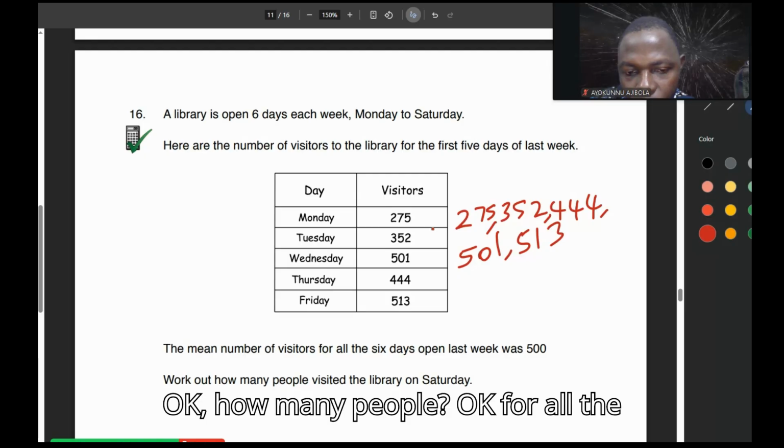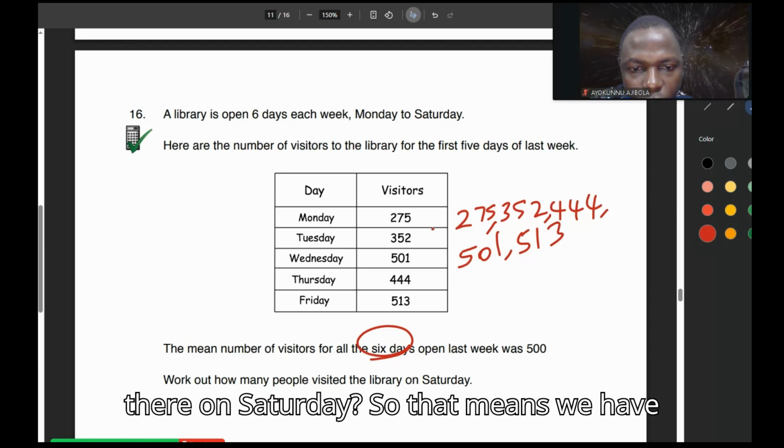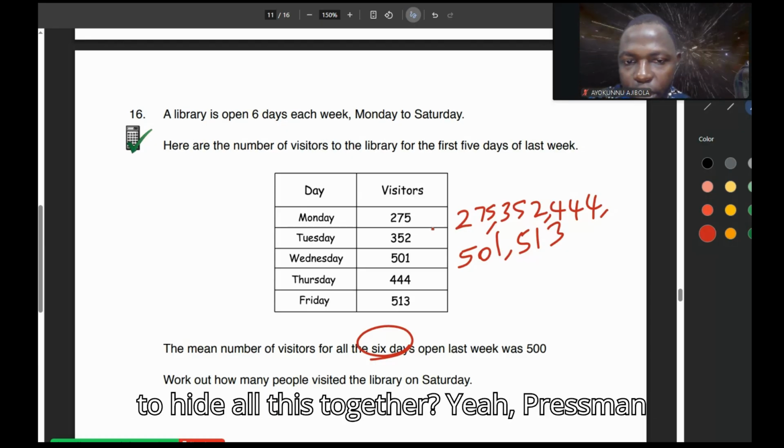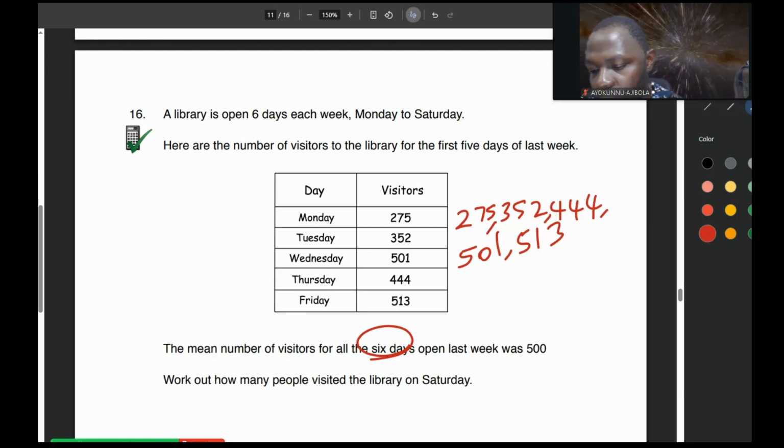Work out how many people. For all the 6 days, 500. So how many people were there on Saturday? So that means we have to add all this together. Let me press my calculator to quickly add that together.